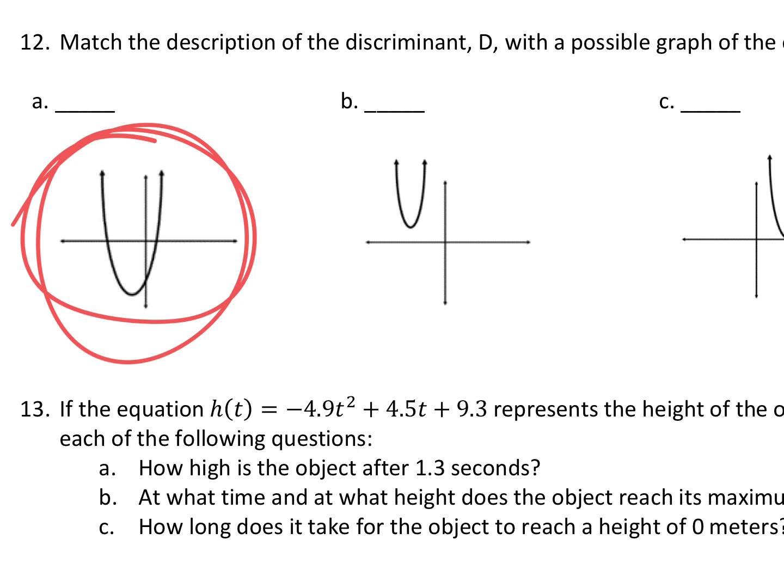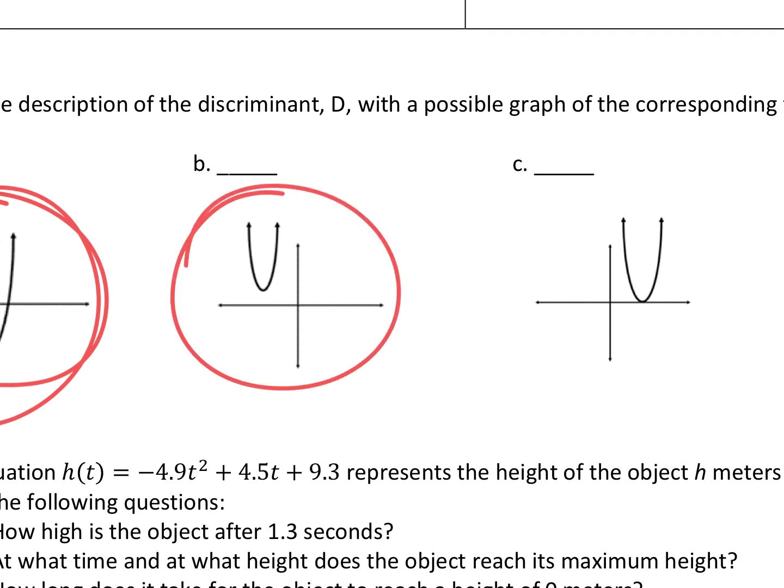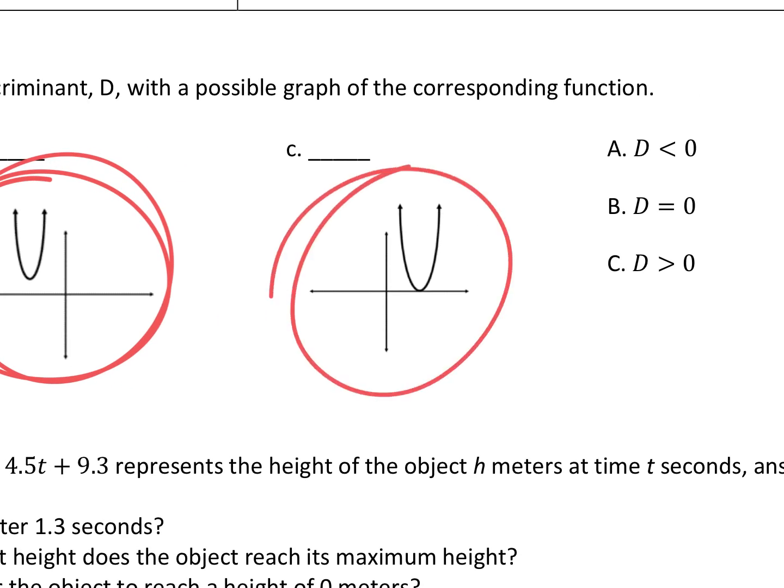Okay. How many solutions does this one have? 2. So then the discriminant must be good. How many solutions does this one have? No solutions. So the discriminant must be negative. And this one's got how many solutions? It's the vertex, see? And that must mean the discriminant was zero. All right, good.